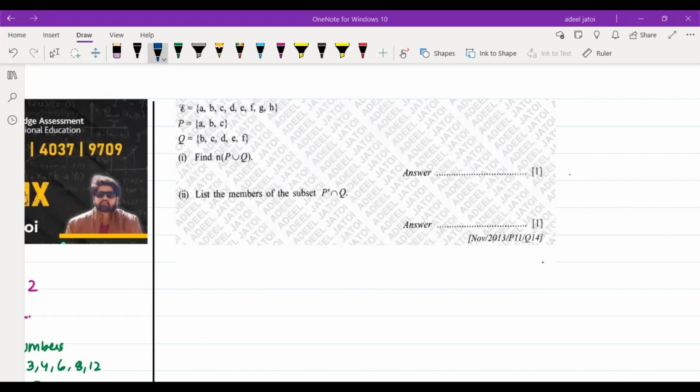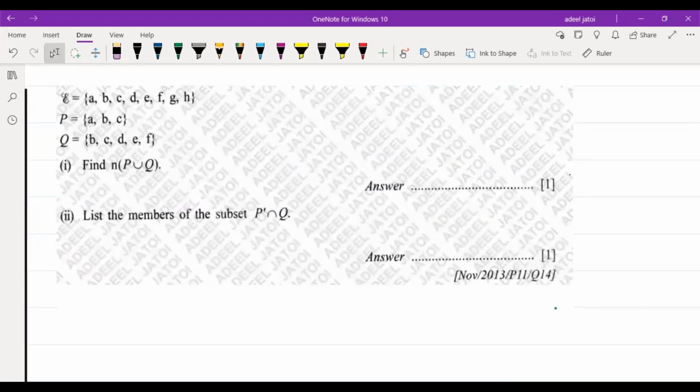So here's an example from a past paper question, which represents the universal set as A, B, C, D, E, F, G. Your P is A, B, C. Your Q is B, C, D, E, F. The question clearly says P union Q. To have P union Q, that means all the elements of P and all the elements of Q. So P union Q will be A, B, C, D, E and F.